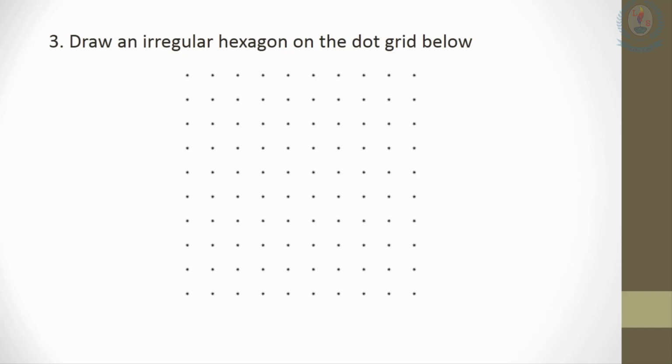Draw an irregular hexagon on the dot grid below. First, as I told, you have to mark the vertices. There should be 6 vertices as it is a hexagon. First draw the vertices, then join the vertices using a ruler to complete the hexagon.